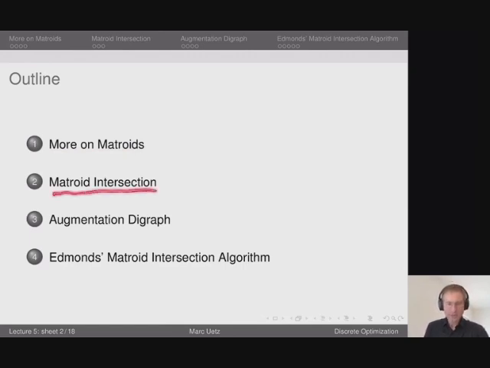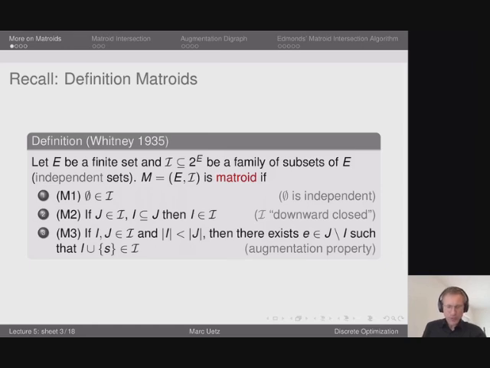Then I will define the matroid intersection problem more formally. We will be working with a so-called augmentation digraph, in which we again try to find so-called augmenting paths. And finally, I explain the matroid intersection algorithm itself, which, with all the work that we have done before, is then quite simple. So let us first recall the definition of a regular matroid due to Whitney in 1935.